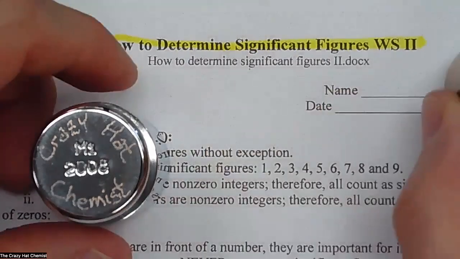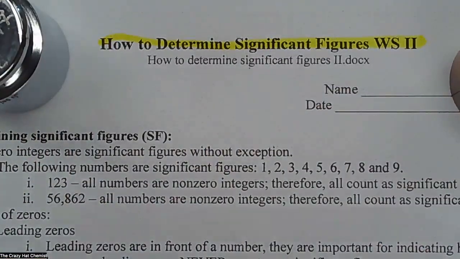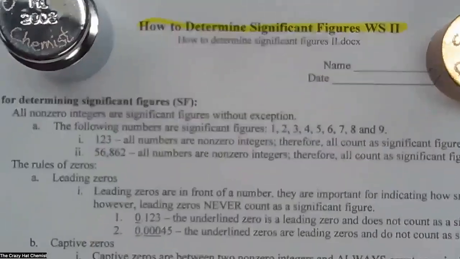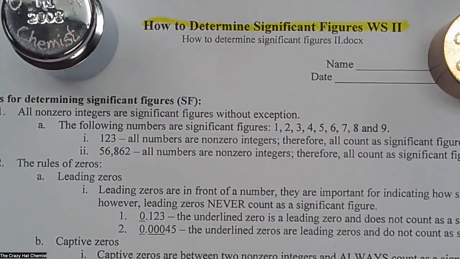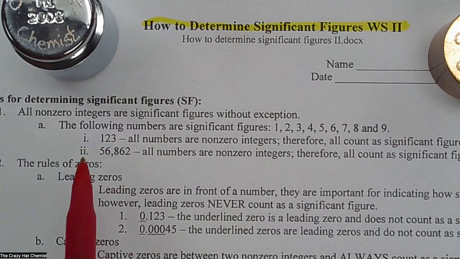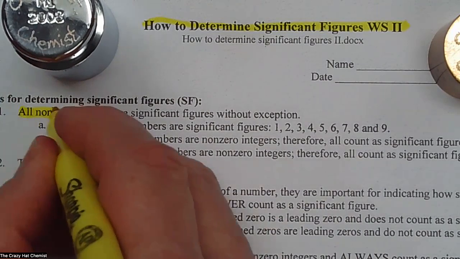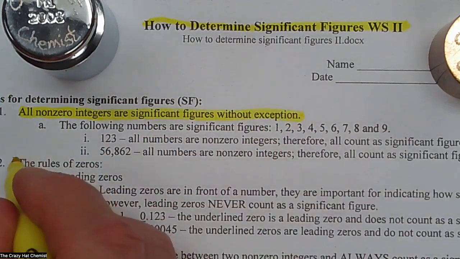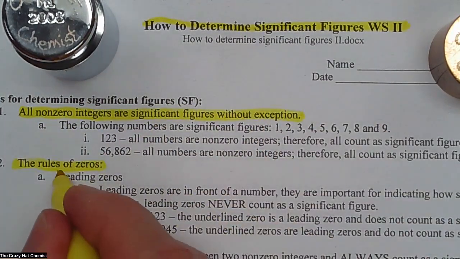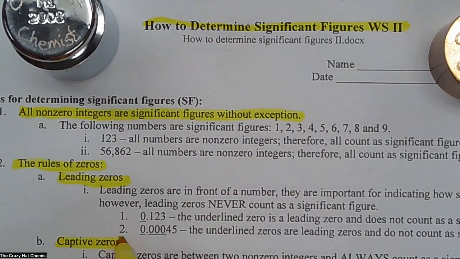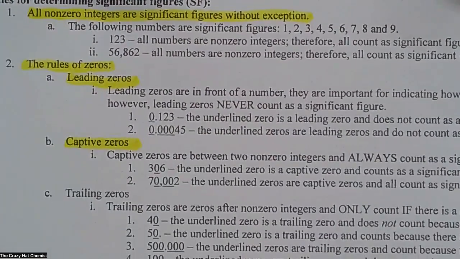So I'm going to briefly go over the rules for determining significant figures. All non-zero integers always count without exception. There are 3 rules for zeros. Leading zeros never count. Captive zeros always count. And trailing zeros count with a decimal in the number. Please watch my previous video for more detailed explanation on the rules.